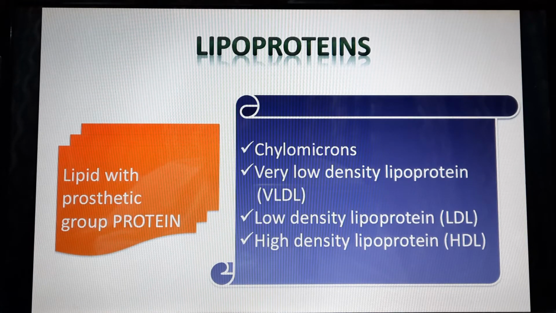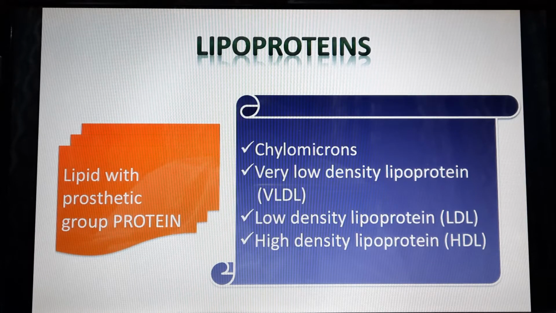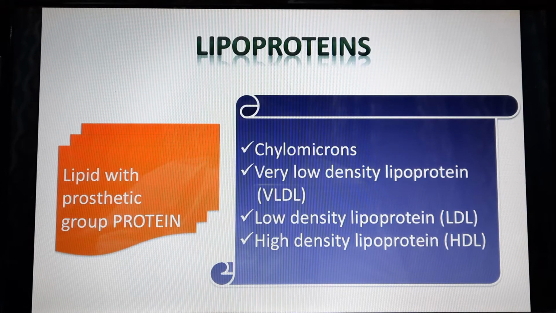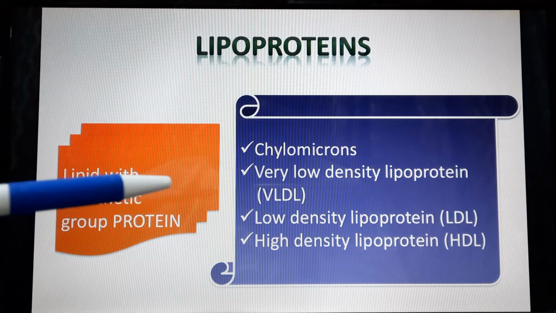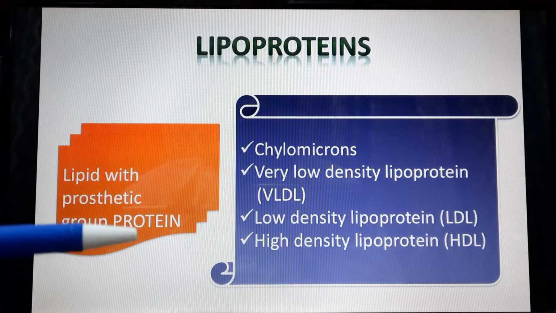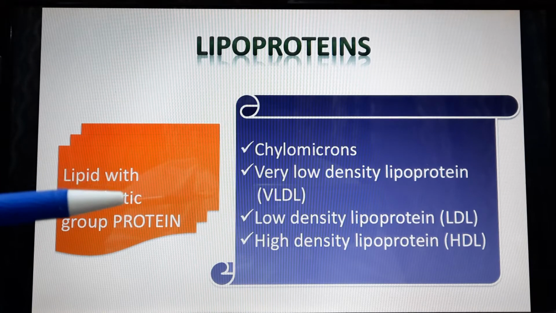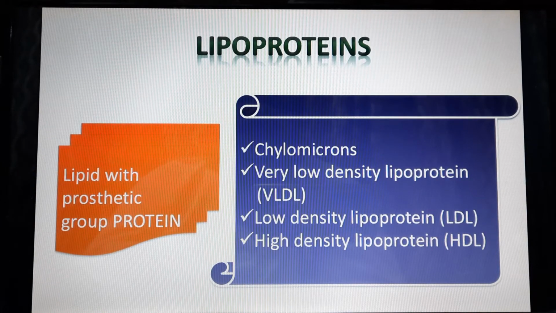There is another class between very low density lipoproteins and low density lipoproteins, then low density lipoproteins, which contain more proteins than the very low density lipoproteins. There is another class between low density lipoproteins and high density lipoproteins, that is intermediate density lipoproteins, which contain more proteins as compared to the low density lipoproteins. Then high density lipoproteins, which have the highest protein ratio. So this density basically depends upon the proportional presence of the protein in them.